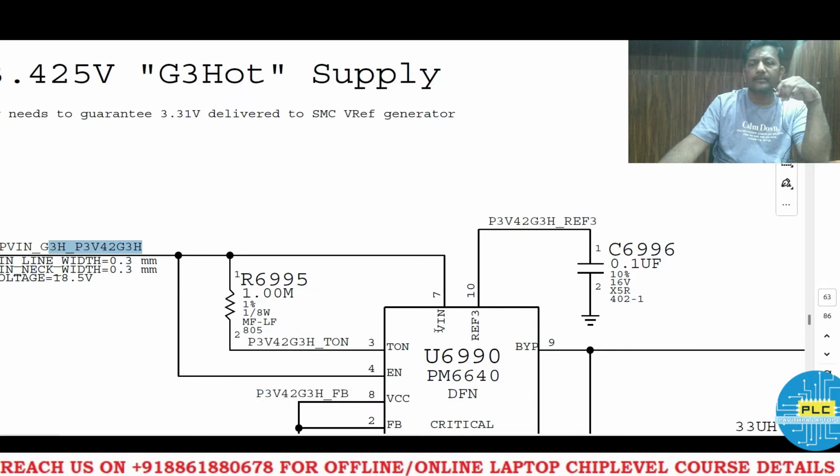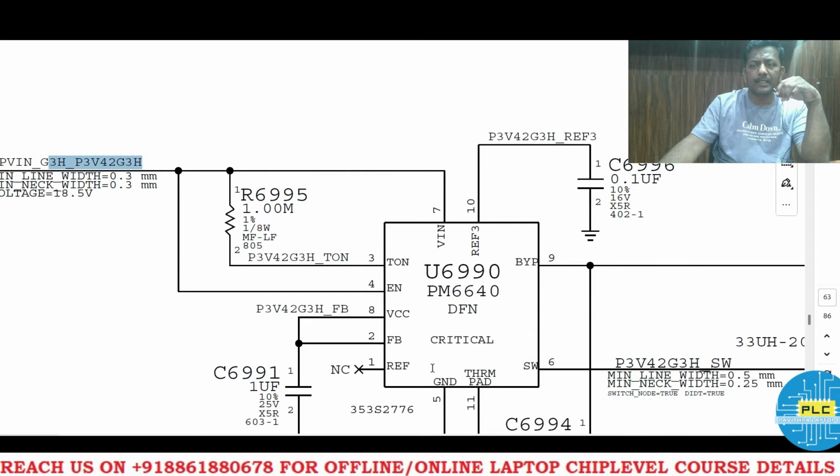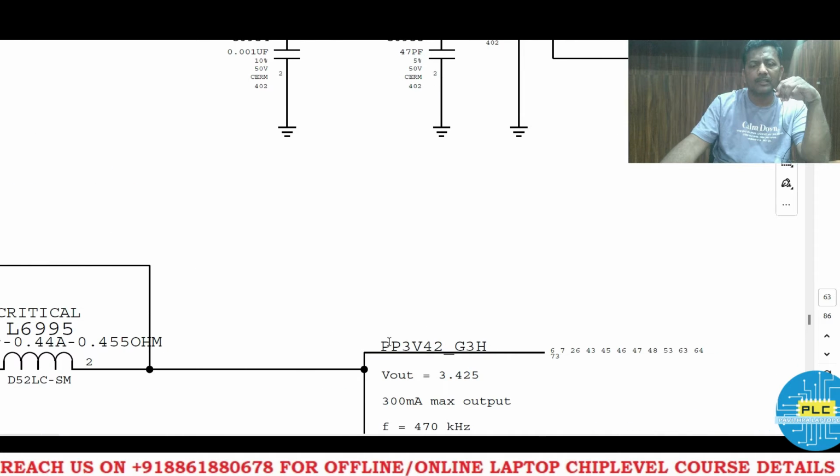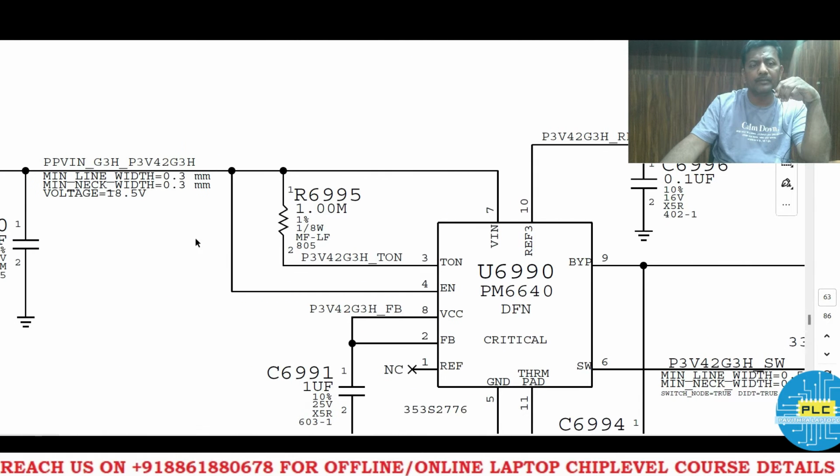This is the V in. This one is the regulator IC. Regulator in the sense, it accepts a higher voltage and finally gives this output, PP3V42 G3H. What is the output name? It's PP3V42 underscore G3H. What is the input name? PPV in underscore G3H is the input. There is a logic to input and output names.